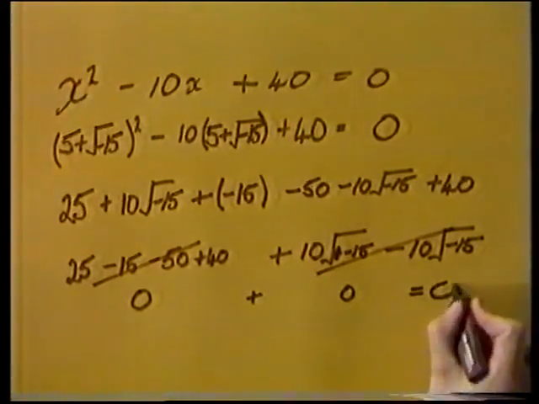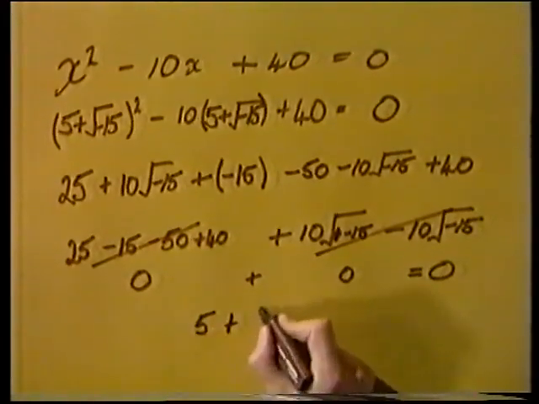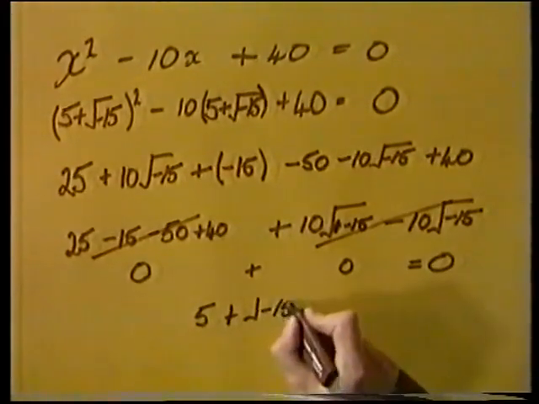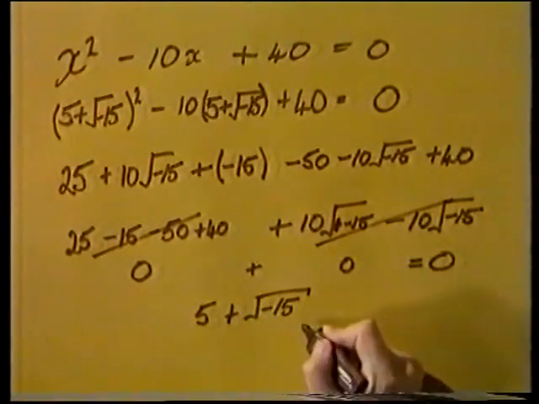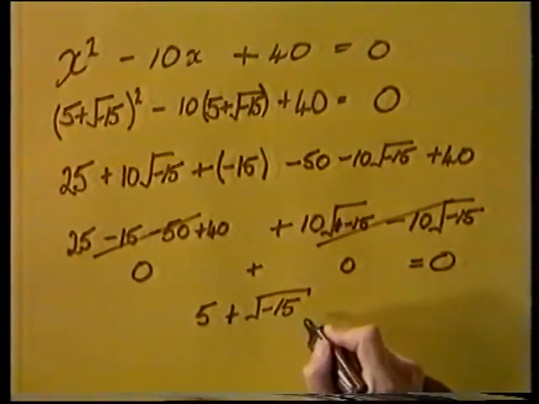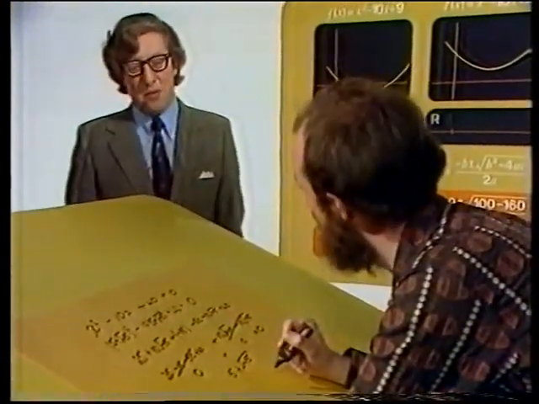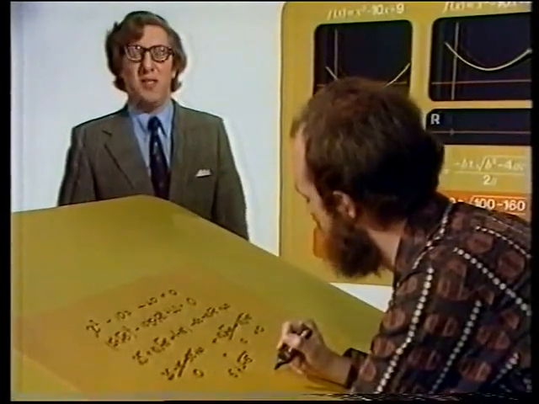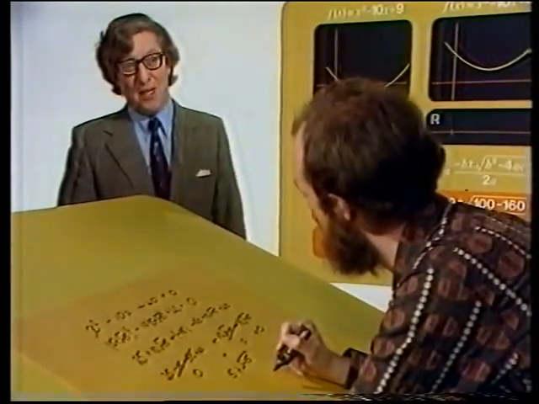The whole thing adds up to 0, and so 5 plus the root of minus 15, if only it behaves like a number, and we can treat it in this way, really is the root of this equation. Well, algebraically that looks all right, but that's not really the question I asked. What I'd like to see is a picture with the roots of that quadratic on it.